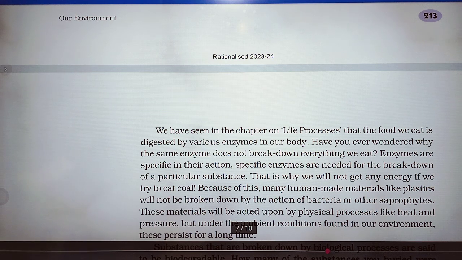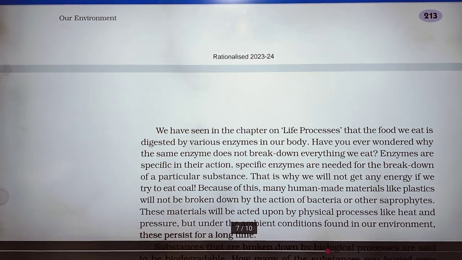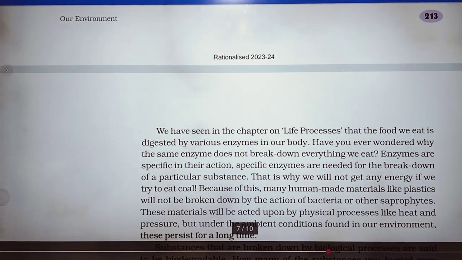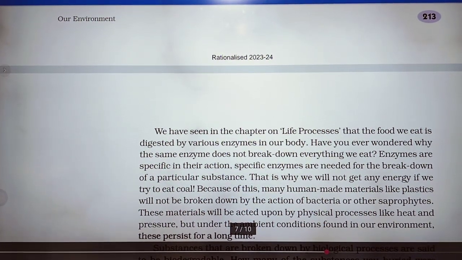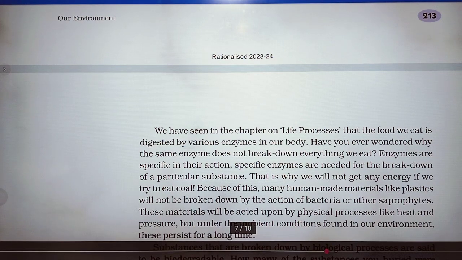And yes, we have seen in this chapter on life processes, that the food we eat is digested by various enzymes in our body. Okay, so in this chapter, that is chapter 5 of this class, we have read that the food that we eat is digested by various enzymes that are present in our body.